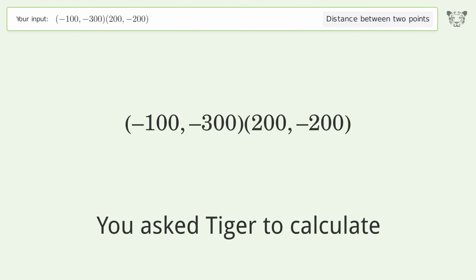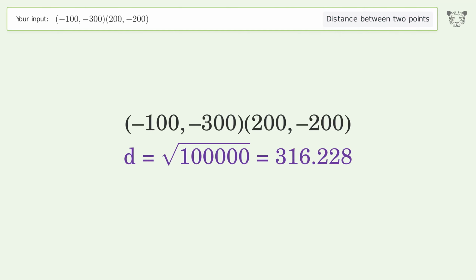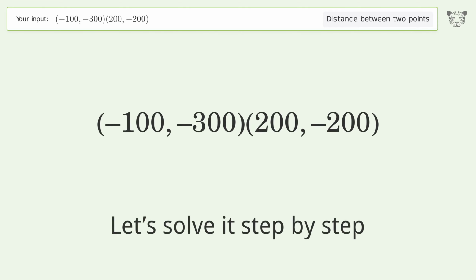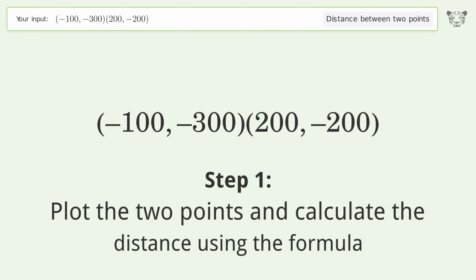You ask Tiger to calculate. This deals with the distance between 2 points. The distance between the 2 points is the square root of 100,000, or 316.228. Let's solve it step by step. Plot the 2 points and calculate the distance using the formula.